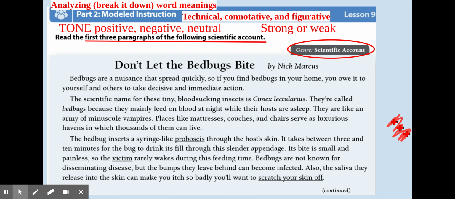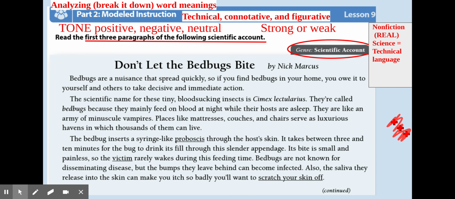And if something is a scientific account, I'm assuming that it is going to be nonfiction, which means it's going to be real and that it's based in science, and it's going to have a lot of technical language. Now, that technical language still might include some connotative and figurative, because an author can include different ways to portray information.